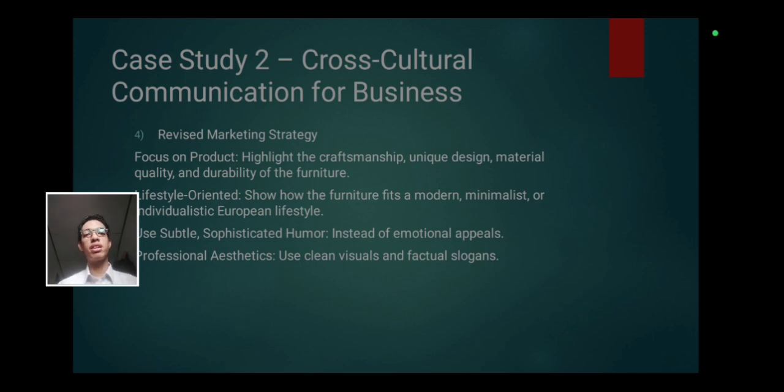Revised marketing strategy. Focus on product. Highlight the craftsmanship, unique design, material quality, and durability of the furniture. Lifestyle oriented. Show how the furniture fits a modern, minimalist, or individualistic European lifestyle. Use subtle, sophisticated humor instead of emotional appeal. Professional aesthetic. Use clean visuals and factual slogans.